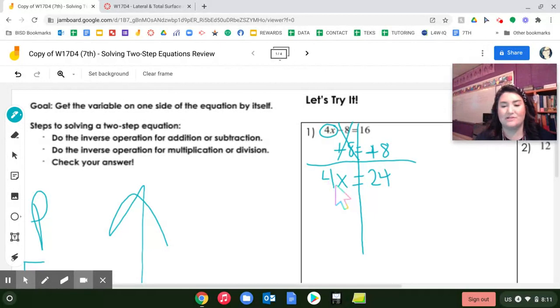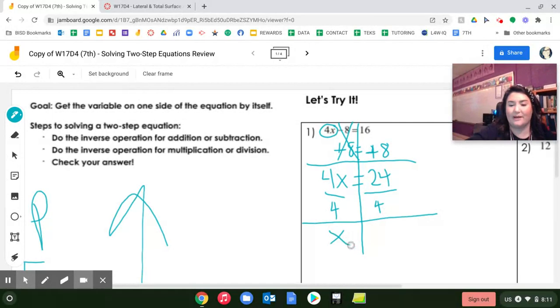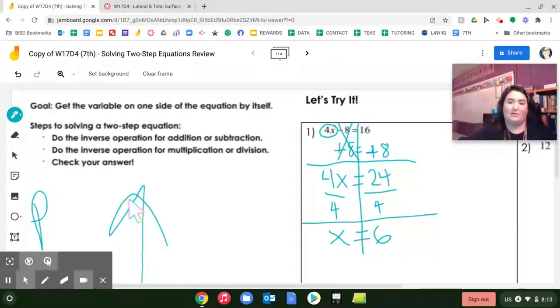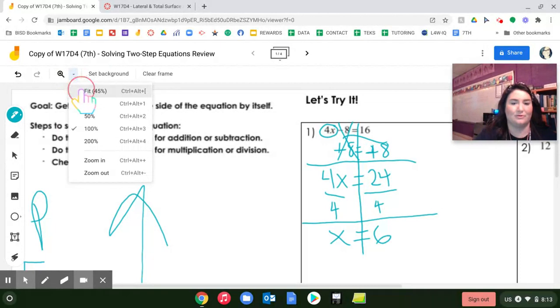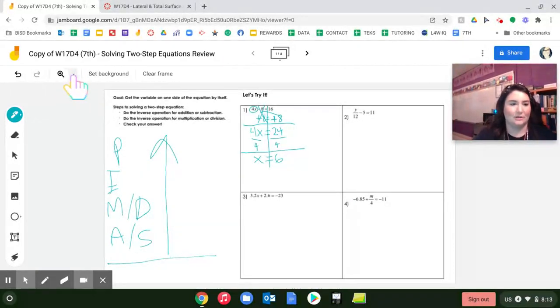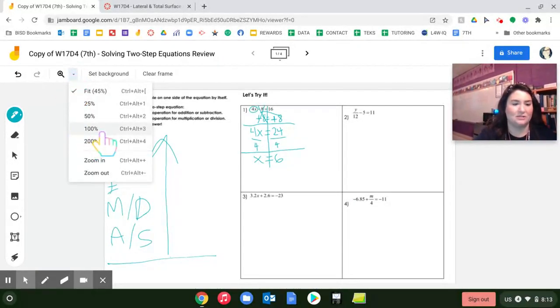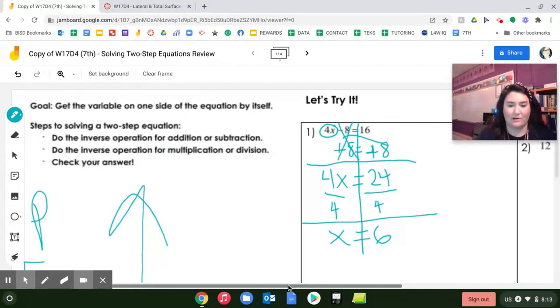Then we're going to undo this multiplication of 4. The way we do that is we divide by 4. So 4x divided by 4 equals 1x. 24 divided by 4 equals 6. Okay, so that is the first example.